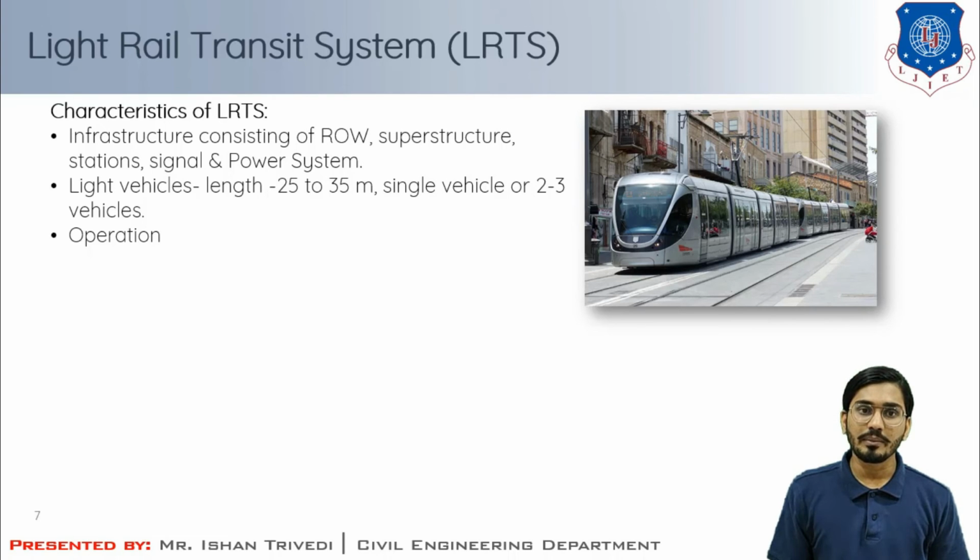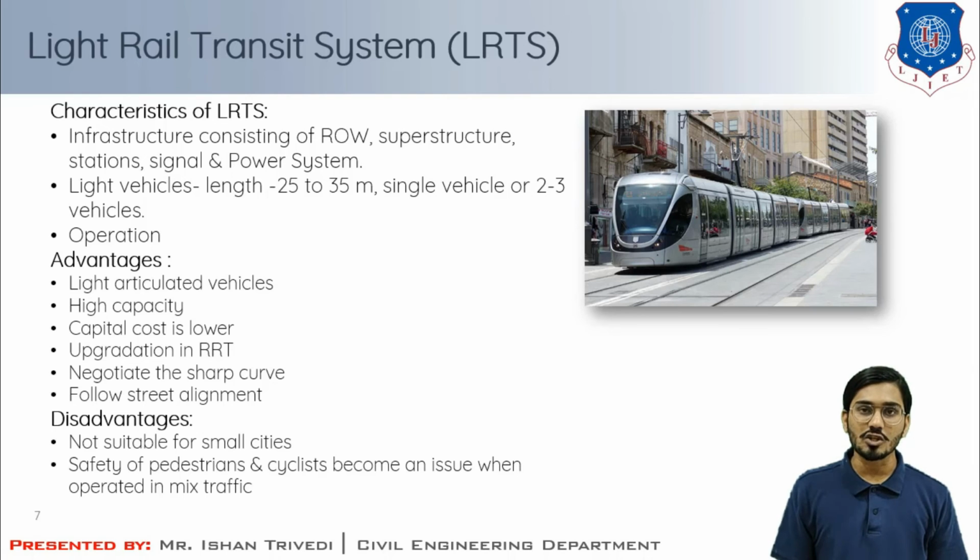So if I'm talking about the major components or characteristics of the LRT system, these include the infrastructure consisting of right of way, superstructure, station, signal, and power system as well. These are the light vehicles which have a length of 25 meters to 35 meters, or you can say it is a single vehicle which is provided with 2 to 3 attached vehicles, or you can say articulated coaches. And next is the operation.